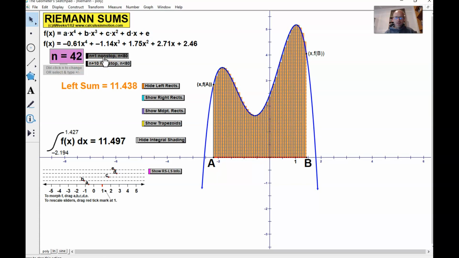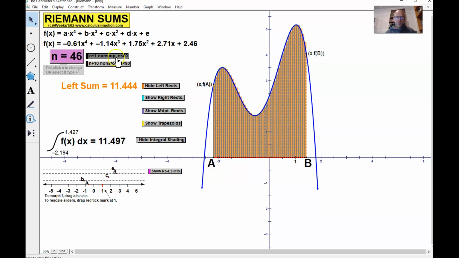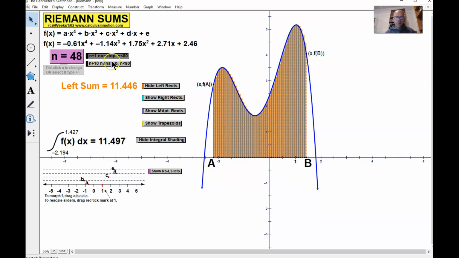It's getting really close. And look at that, we're only halfway. This is going to take it all the way to 80 rectangles. We're just barely over halfway, and we're getting really, really close.